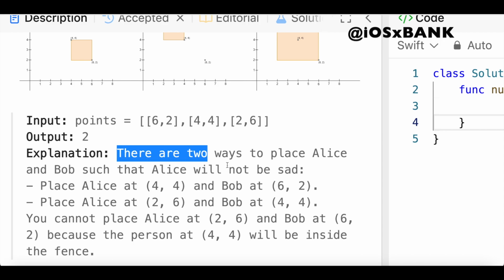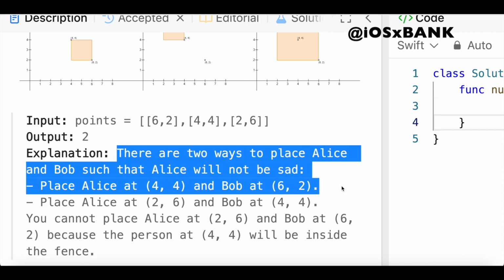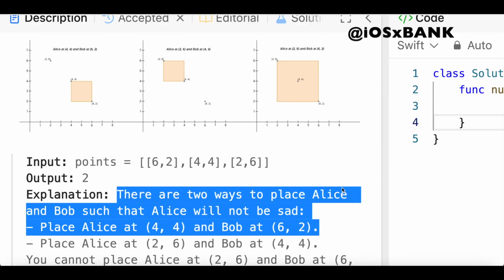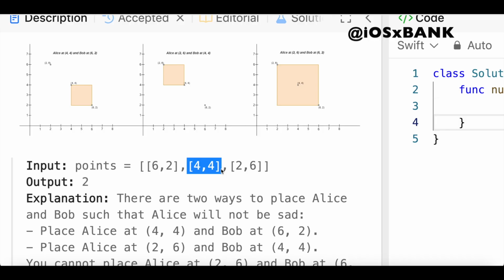The explanation says there are two ways to place Alice and Bob such that Alice will not be sad. Place Alice at 4-4 and Bob at 6-2. So that's in this example right here. We have 4-4 right here, which is index 1, and 6-2 right here, which is index 0. We could place Alice right here at 4-4 and Bob right here at 6-2, and that fits the requirement.